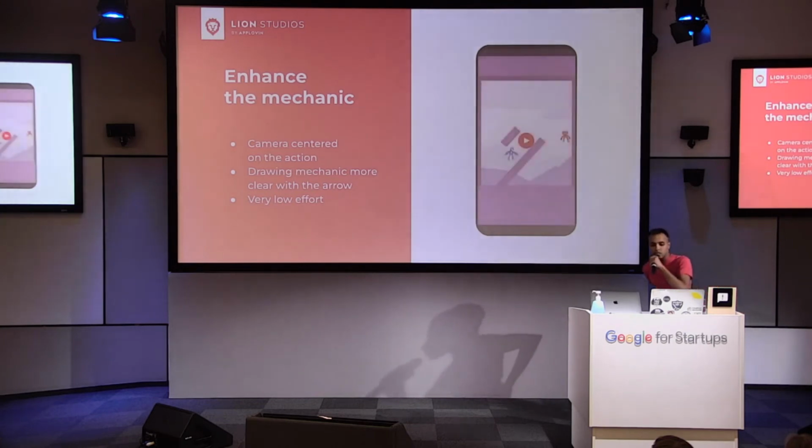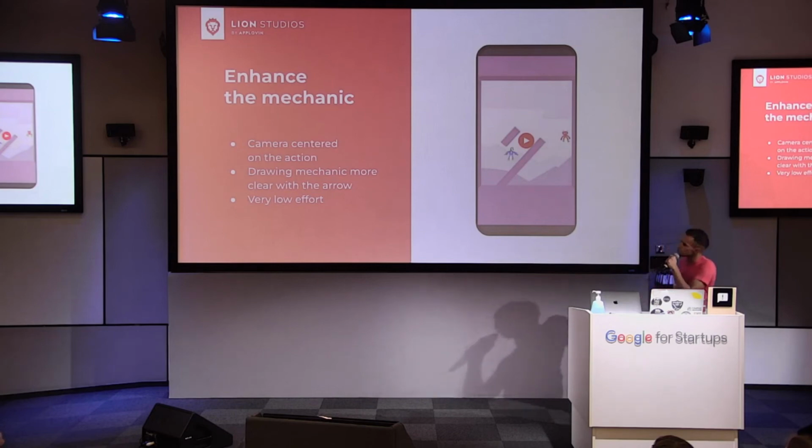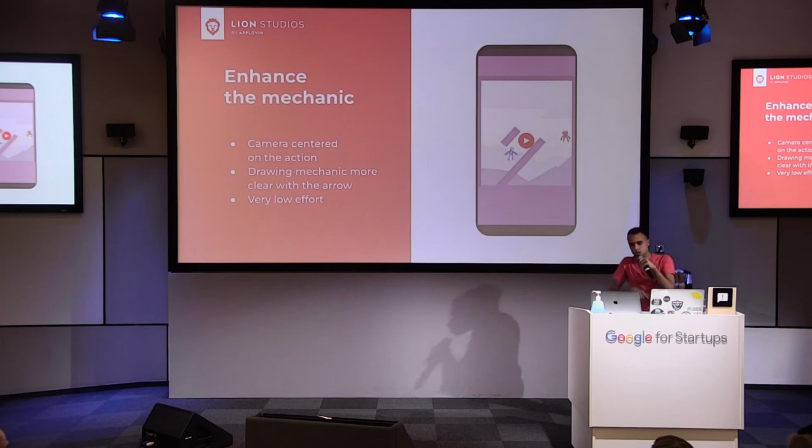So the CPI for this one was below 60 cents. And we just centered the camera so that it is centered on the action and what's happening. And we added an arrow so that we can make the drawing mechanic a little bit more clear. It was very low effort. This creative took less than 30 minutes to do, and it cut the CPI in half.